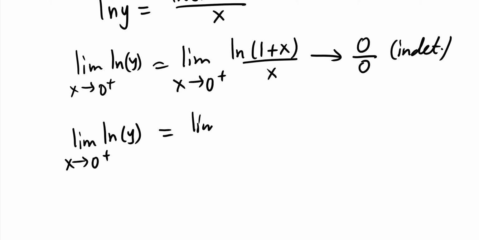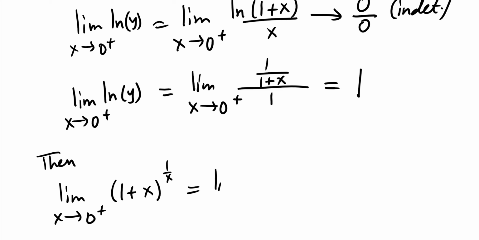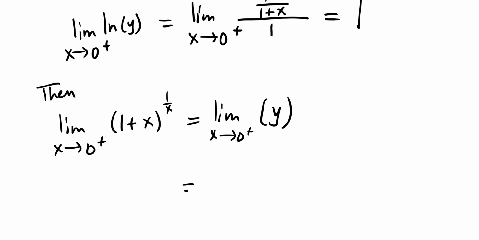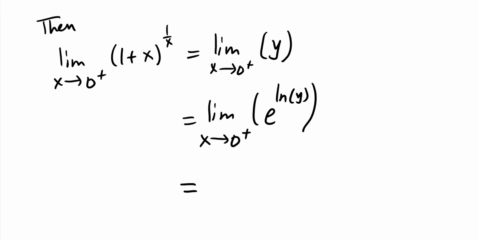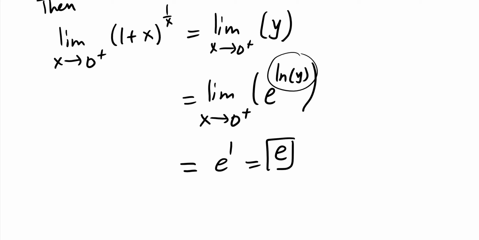By L'Hopital's rule on the right side of the equation, that gives me 1 over (1 + x) over 1, which is 1. Then, what I'm trying to find, the limit as x approaches 0 plus of (1 + x) to 1 over x, equals the limit as x approaches 0 plus of y. But y can be rewritten as e^(ln y). And the limit on the top one, we found it. It was 1. So you get e to the first power, which is e again.